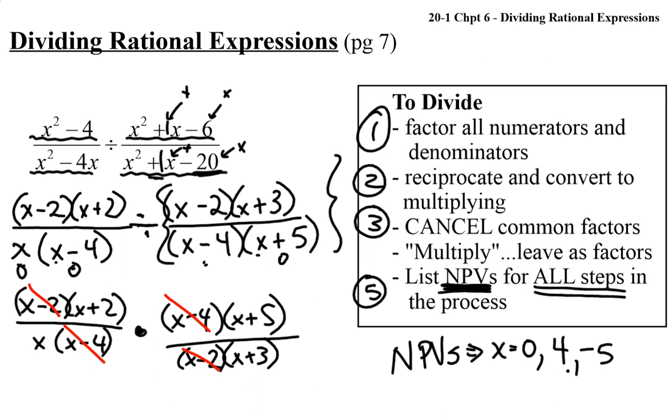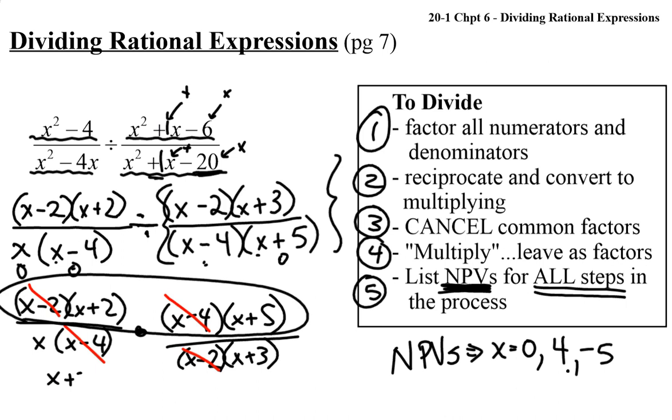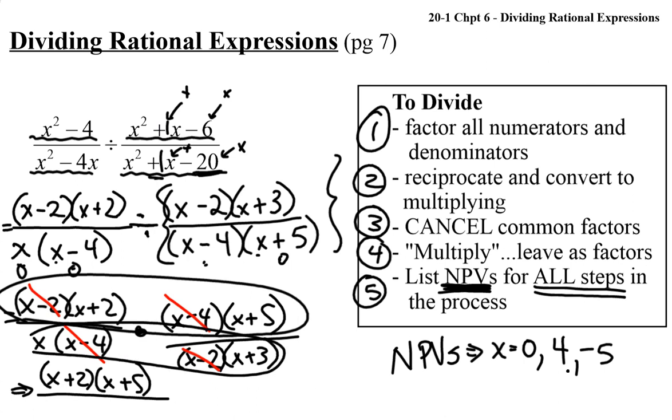So now I need to multiply what's there. But please understand step 4, where it says to multiply but leave as factors. I now have in my numerator x plus 2 times x plus 5. I don't need to expand that. This is the acceptable form for my solution. I can leave it in the final step as the factors. And in my denominator, what am I left with? I'm left with an x times x plus 3.